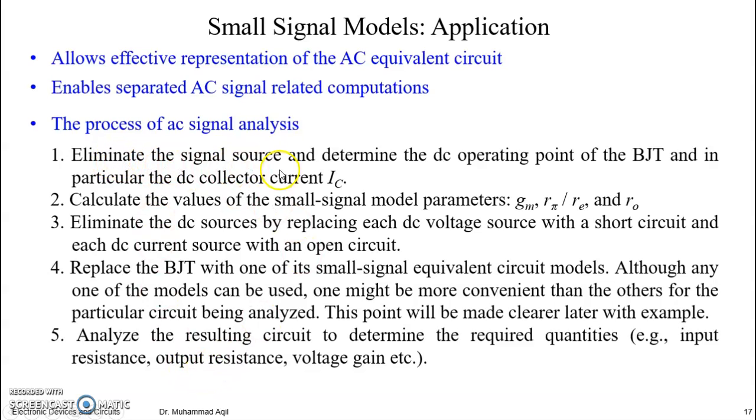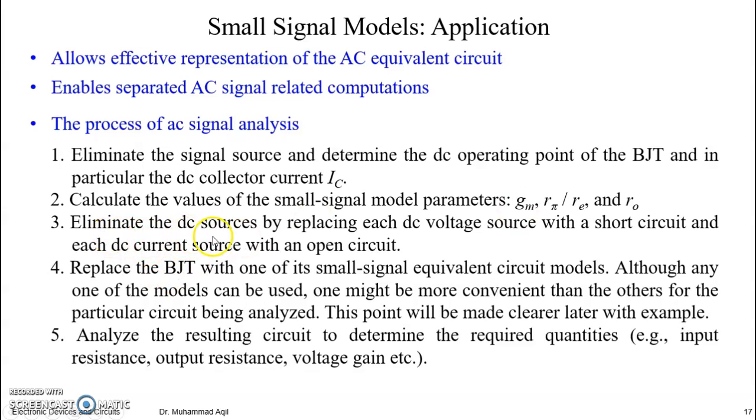First, eliminate the AC signal source and find the DC equivalent circuit, and then determine the DC operating point and load line: VCE, ICQ, VCEQ. Then calculate the values of the small signal model parameters. GM, we already related it, is IC upon VT; R pi is VT upon IB, or RE, depending on which model you are using, pi model or T model. RE is equal to VT upon IE, and R naught, the early effect, is VA plus VCEQ divided by VA.